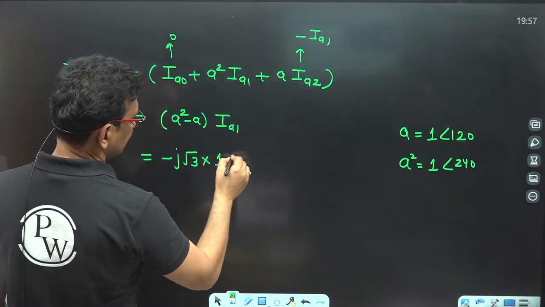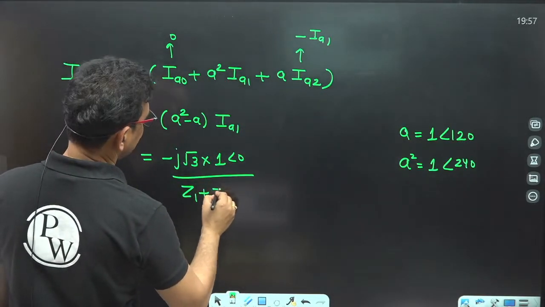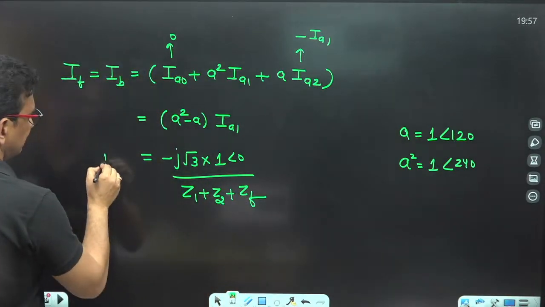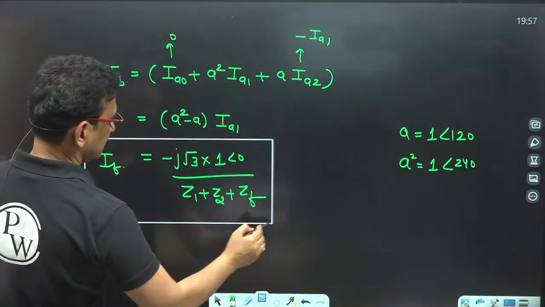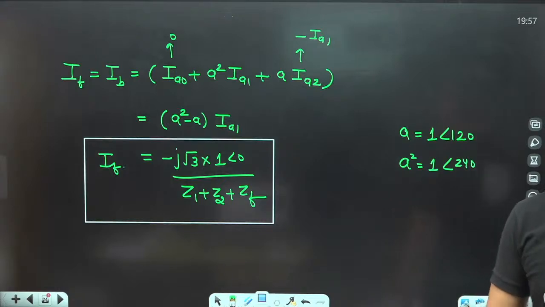Into IA1, and this is my IA1, 1 angle 0 divided by Z1 plus Z2 plus ZF. So this formula we will use to find out the fault current for a line to line fault. Clear?